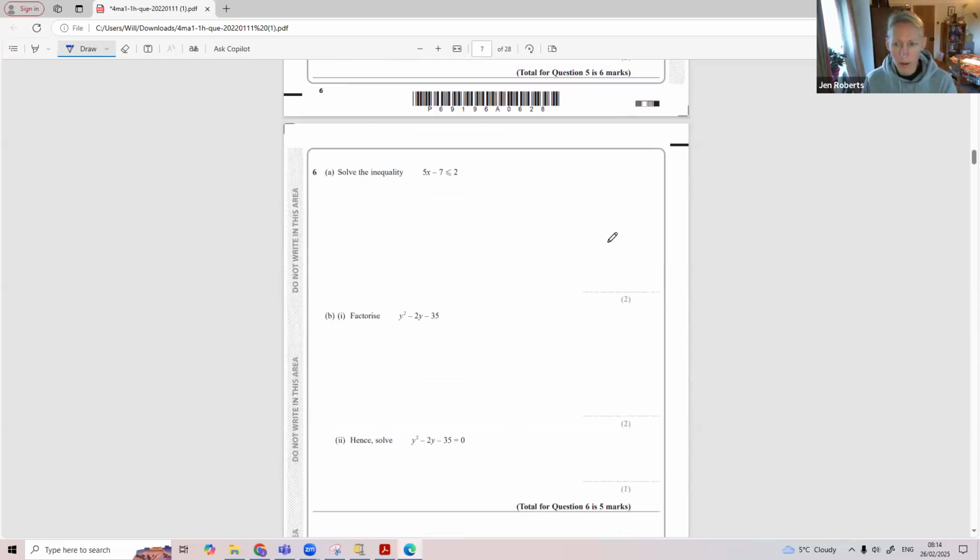Solve the inequality. Just imagine it's an equation, but just leave your inequality sign. Add 7 to both sides. 5x is less than or equal to 9. Divide both sides by, sorry, by 5. x is less than or equal to 9 over 5. You might have it as a decimal, in which case you've got 1.8, or a mixed number fraction is absolutely fine there.